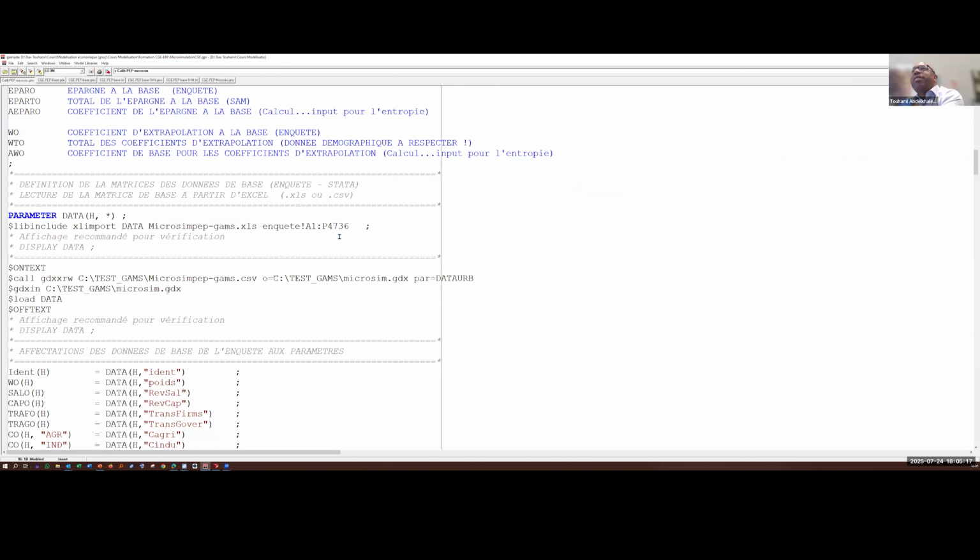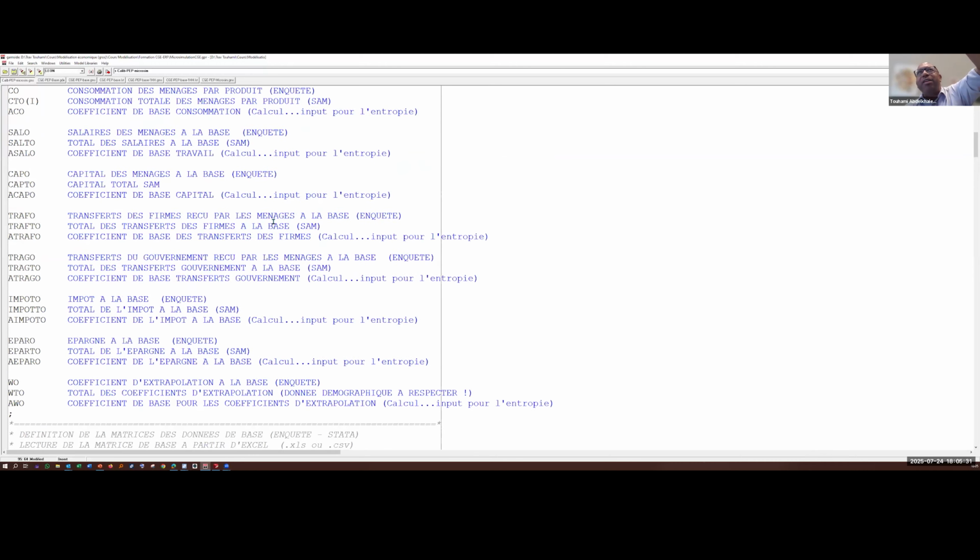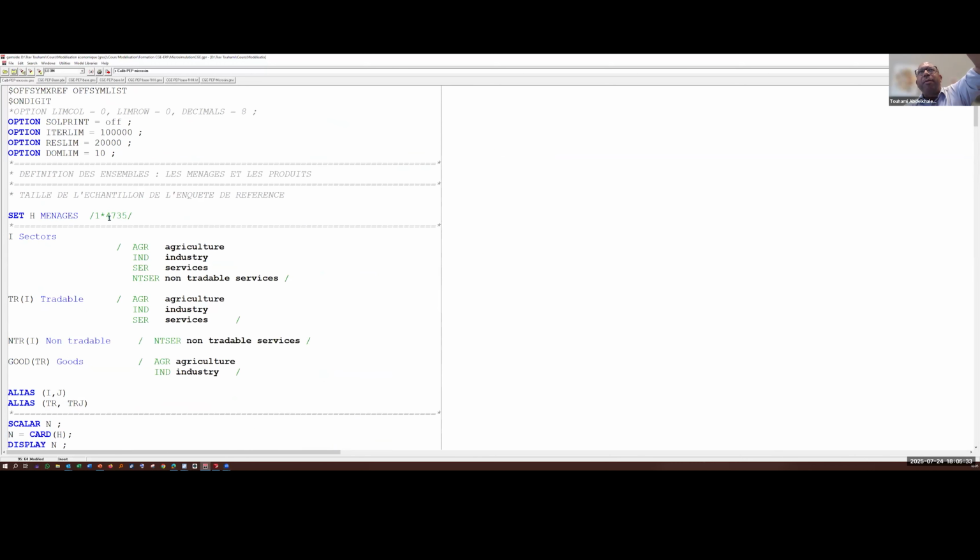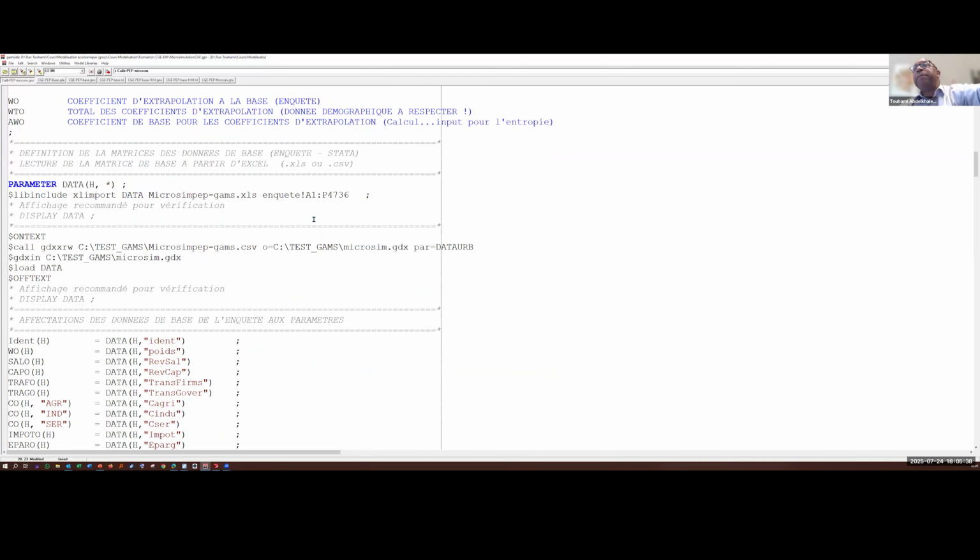So in Stata, I produce the output, and here I am using exactly the same thing. Look here, I have the number of households plus 1, because the first row is the name of variable in the Excel file. And here, what GAMS has to do is only to retrieve the data from Excel. If you want, we can verify that.